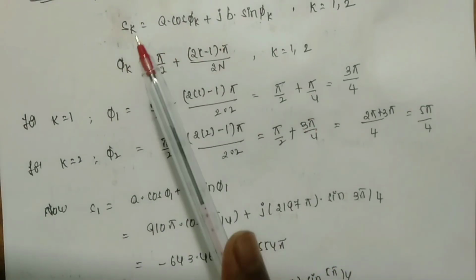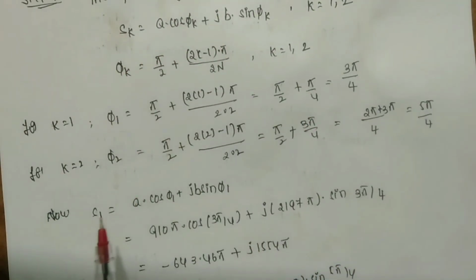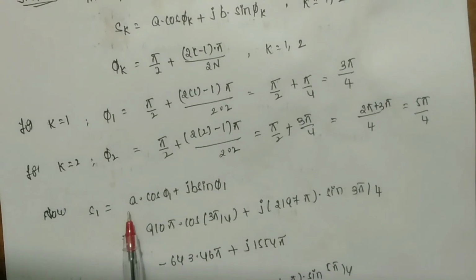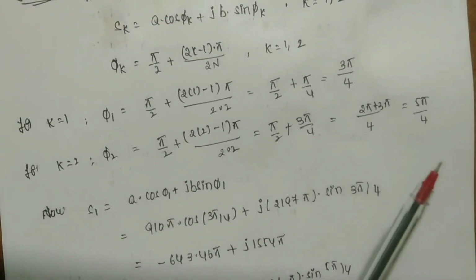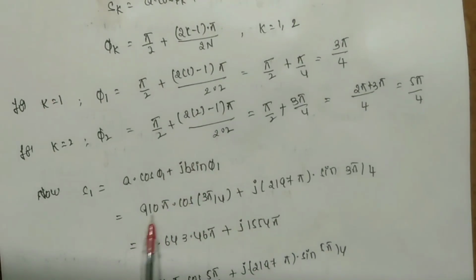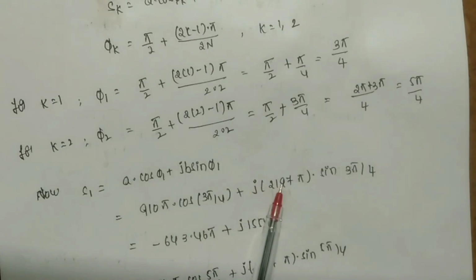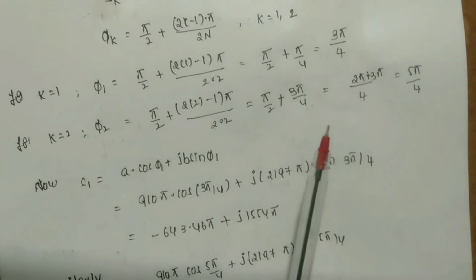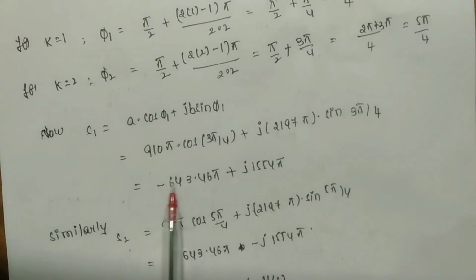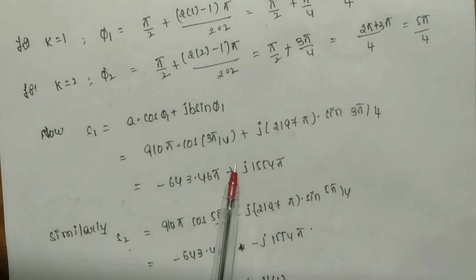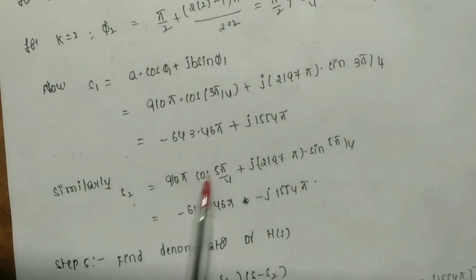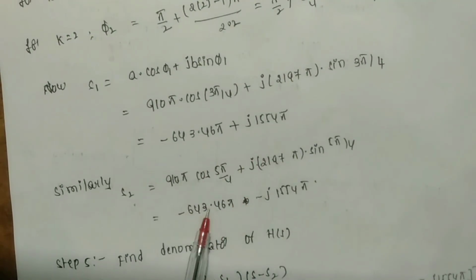If you substitute k is equal to 1 in this formula, it will turn into S1. S1 is equal to A into cos phi 1 plus jb into sin phi 1. A value and B value we got, we are substituting that. A value is 910 pi and B value is 2197 pi. If you substitute that and simplify, you get minus 643.46 pi plus j into 1554 pi. Similarly for S2, if you substitute in the same formula, you will get minus 643.46 pi minus j into 1554 pi. So S1 value and S2 value we got.